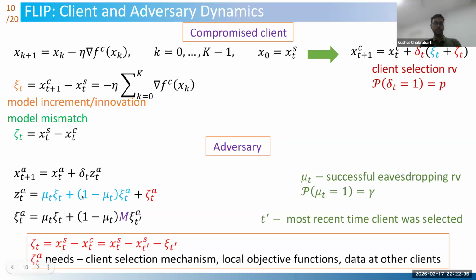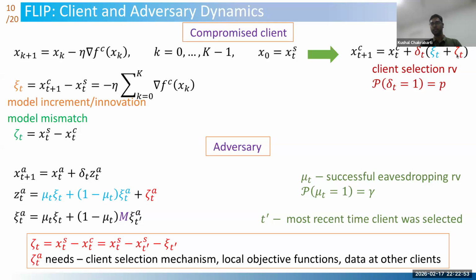Whenever the client is selected and the eavesdropping is successful, that means mu t equals 1. So the second components in the second and third equations vanish, and you can see that z^A_t is just zeta^A_t plus psi t.